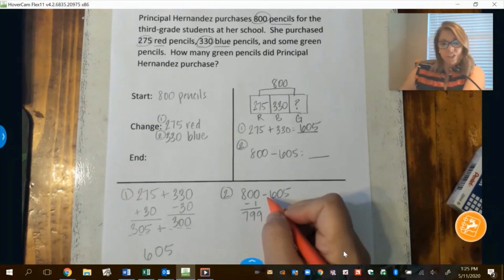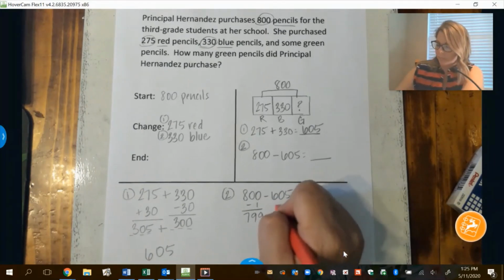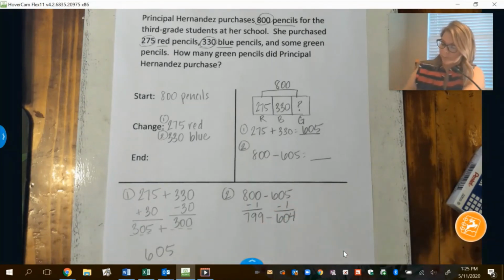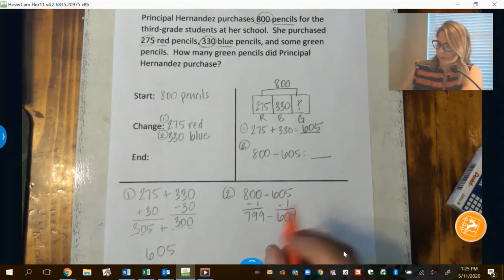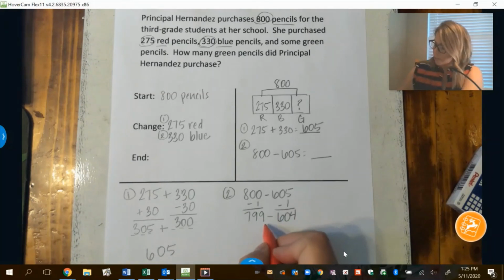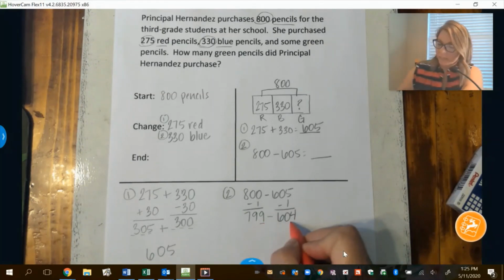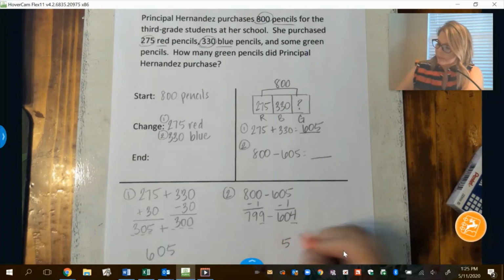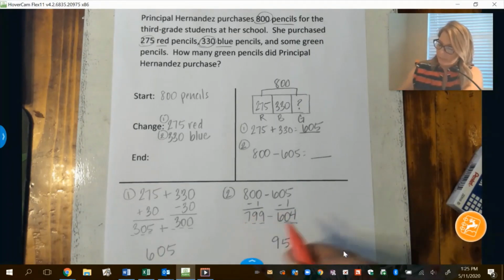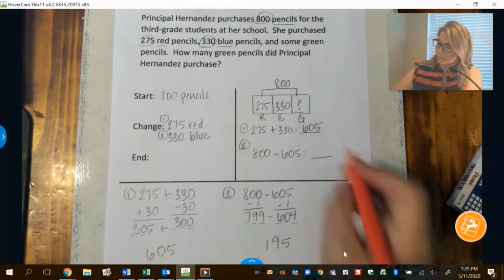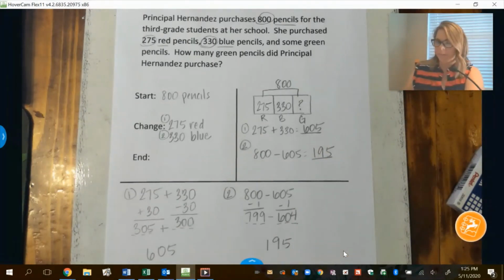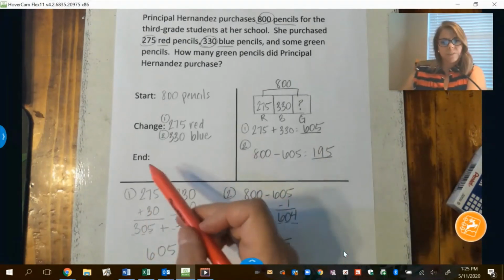And because it's subtraction, got to do the same thing to both. I'm going to subtract 1 here to get me to 604. Now I can subtract without regrouping. And again, if you like doing number line, whichever strategy you like to use, you do what you like best. Let's subtract. 9 minus 4 is 5. 9 minus 0 is 9. 7 minus 6 is 1. So we're left with 195 green pencils.